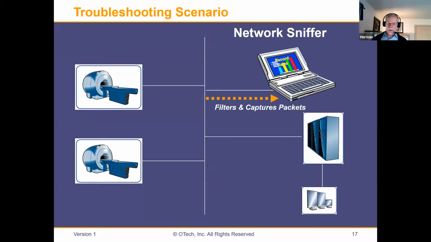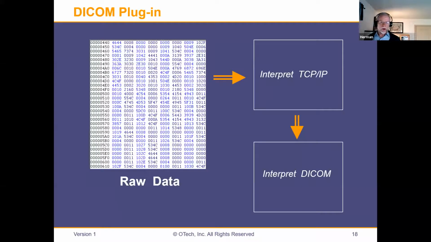Okay, so when we use a passive test tool, basically what happens if a connection has problems, we connect the network sniffer. Oh, I'm sorry about the noise. So we have a network sniffer. The network sniffer will capture the packets that go between those two devices, right? Basically, the raw data is interpreted. It recognizes there's an Ethernet packet in there, and then it strips off the header and the trailer, and then it becomes a TCP/IP packet. It strips off all the information, and then it makes a DICOM packet. So it interprets the DICOM information.